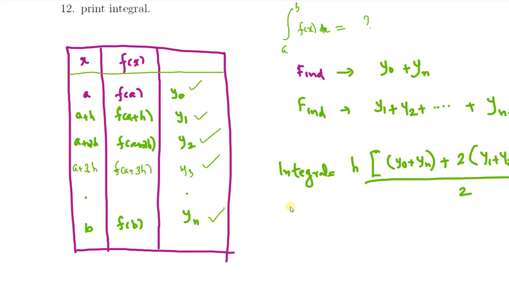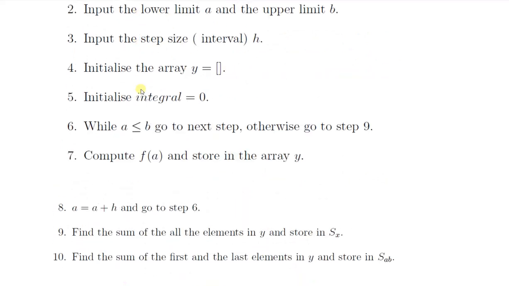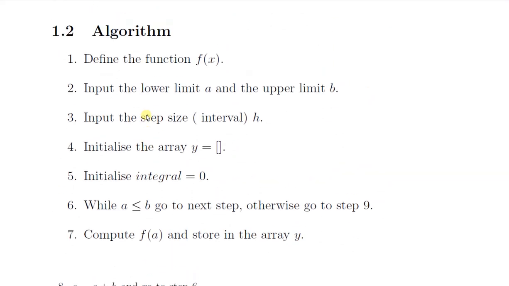Substitute in the equation, that is, the integral is equal to h by 2 into y0 plus yn plus 2 into y1 plus y2 plus etc., plus yn minus 1. Okay. So what will be the algorithm? If we write a computer program, how can we proceed?